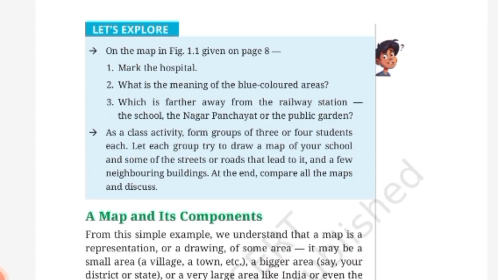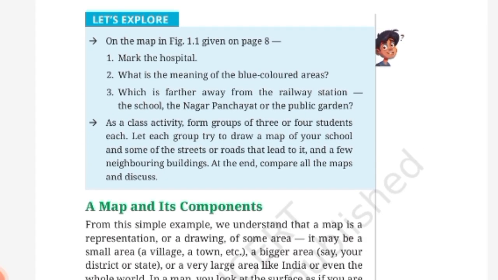Then here, let's explore the map in Figure 1.1 given on page 8. Mark the hospital. What is the meaning of the blue colored areas? Which is farther away from the railway station, school, Nagar Panchayat, or the public garden? As a class activity, form groups of 3 or 4 students each. Let each group try to draw a map of your school and some of the streets or roads that lead to it, and a few neighboring buildings. At the end, compare all the maps and discuss.